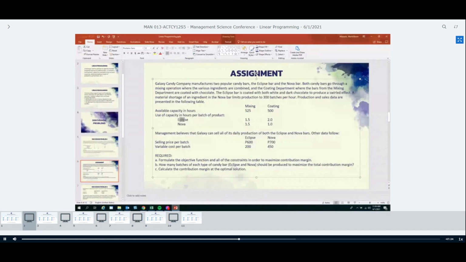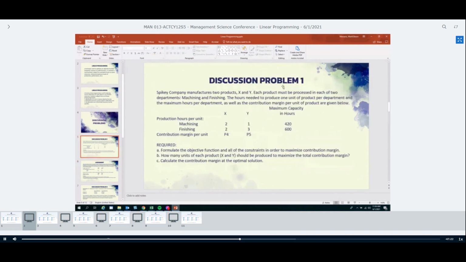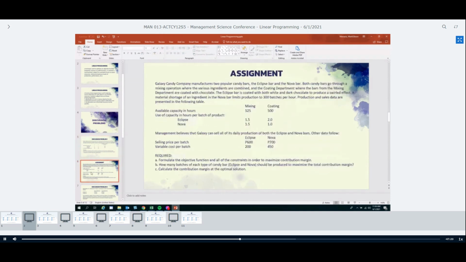Kasi 'di ba meron ka ng isang straight problem in the module. So kung naaral mo yan, okay ka na. And then I discuss another problem, straight problem. So let's apply yung natutunan mo dun sa assignment. No? So it's already published in Canvas. So let's try, no? Let's try to apply what you've learned.